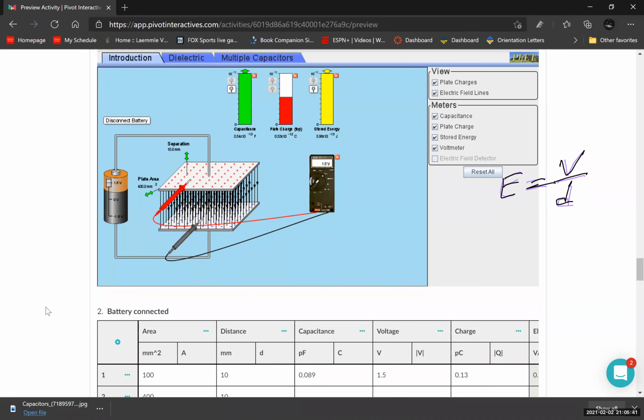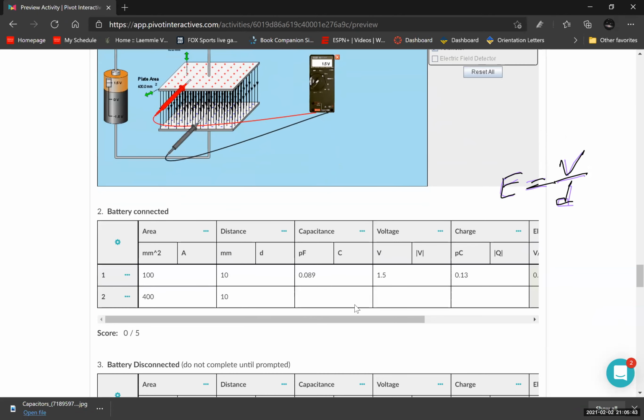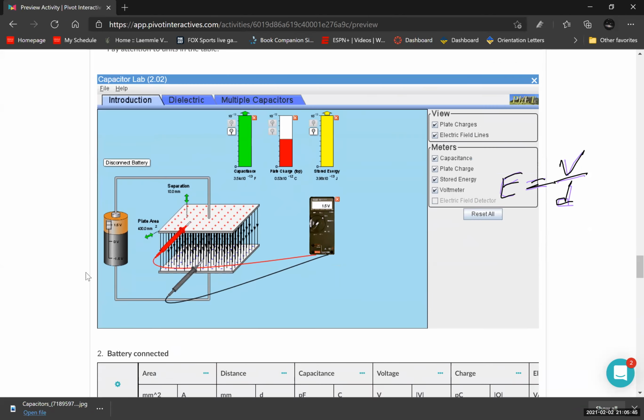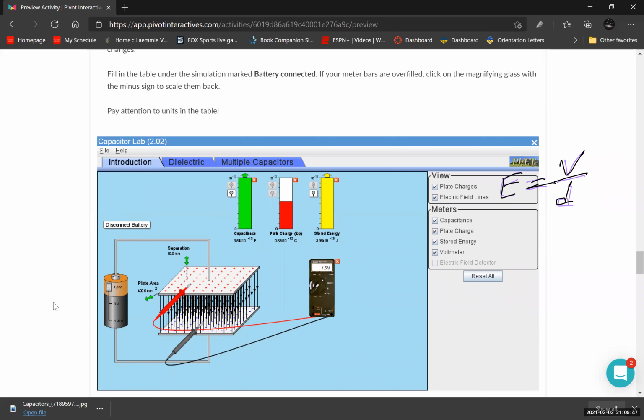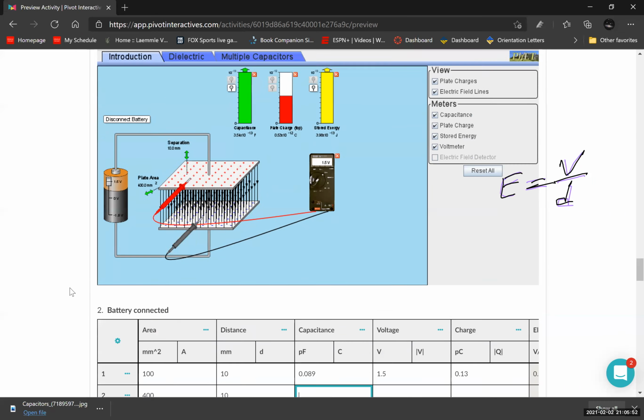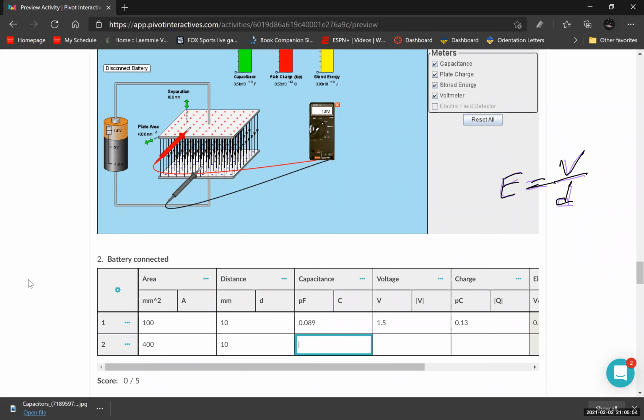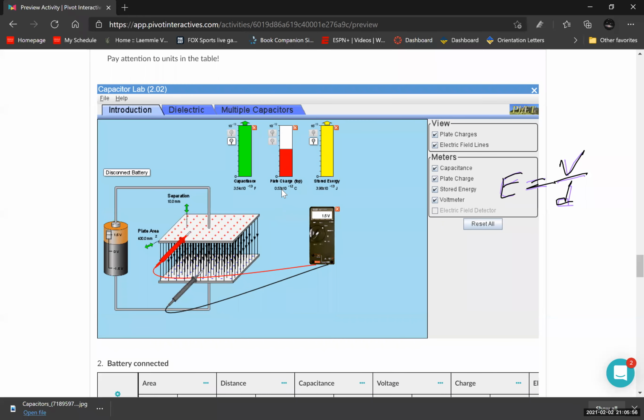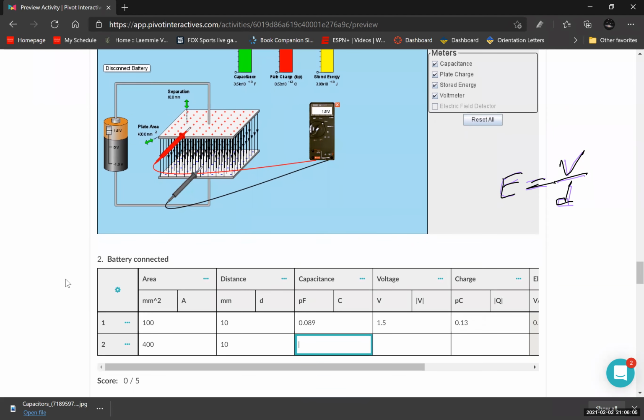And then we see what changed. Well, what I have here is, look at the capacitance. Did it change? It did indeed. How about charges? Well, you go back and compare. My charge is 0.13, and here I have 0.53. That means, yes, it definitely changed. Energy definitely changed. Voltage didn't change. So that means in this particular case, you can just write those things down.